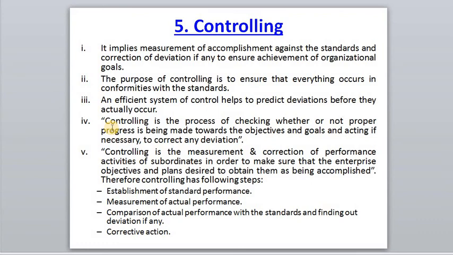Okay. Serial number 4 is again important. Controlling is the process of checking whether or not proper progress is being made towards the objectives and goals, and acting if necessary to correct any deviations. Okay, so it is nothing but checking whether or not proper progress is being made towards the objectives. So we have fixed the goal, so while achieving the goal, the progress of the work should be in a proper direction. So this checking is nothing but the controlling.